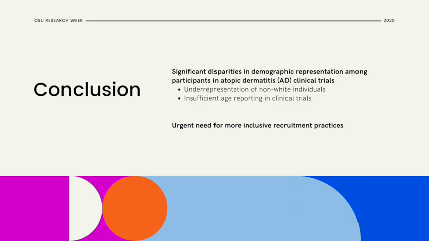Overall, this systematic review and meta-analysis highlights the significant disparities in demographic representation among the participants in atopic dermatitis clinical trials within the United States. The underrepresentation of non-white individuals, along with insufficient age reporting, underscores the urgent need for more inclusive recruitment practices. Given the disproportionate impact of atopic dermatitis on non-white racial groups, achieving equitable representation is essential for ensuring that trial findings are applicable to the broader patient population.